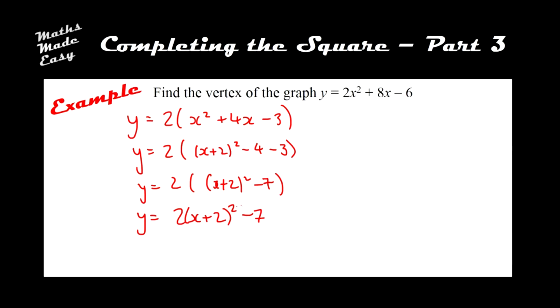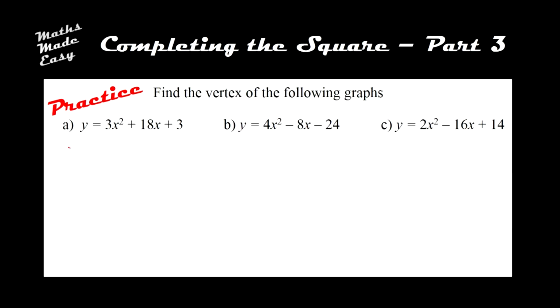So this is in a slightly different form, but the vertex is still easy to find because I still want negative 2 because of this bracket, and then I still want negative 7 here from the end term. So the only difference is you're going to have a number out here. It needs to be in this exact form, but that number won't affect your decision when finding the vertex. Here are some practice questions for you to have a go at them. Press pause, write down your answers to these, and then press play when you want the answers.